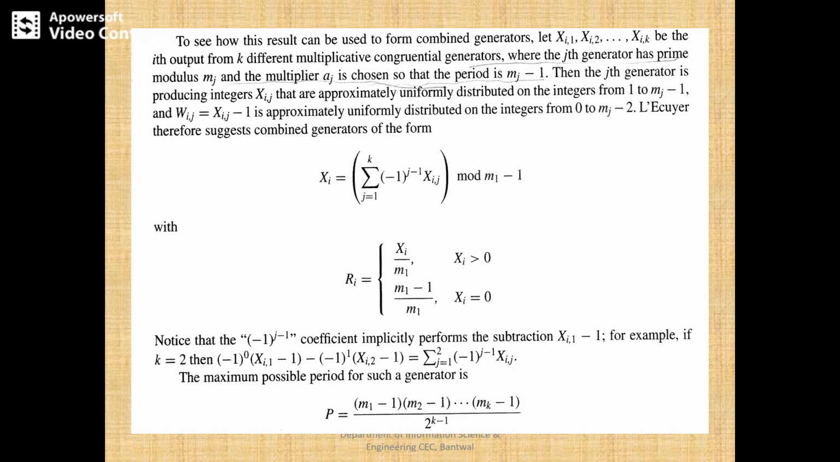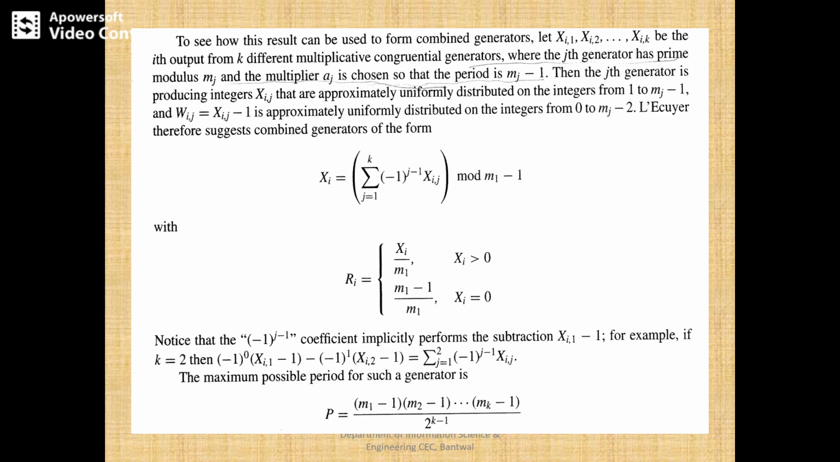So L'Ecuyer suggests a combined generator of the form Xi equal to the summation over j equal to 1 to k of minus 1 to the power j minus 1 times Xij, modulus m1 minus 1, where Ri is Xi by m1 if Xi is greater than 0, and m1 minus 1 by m1 if Xi is equal to 0. We should notice that the coefficient minus 1 to the power j minus 1 implicitly performs the subtraction of Xij minus 1.